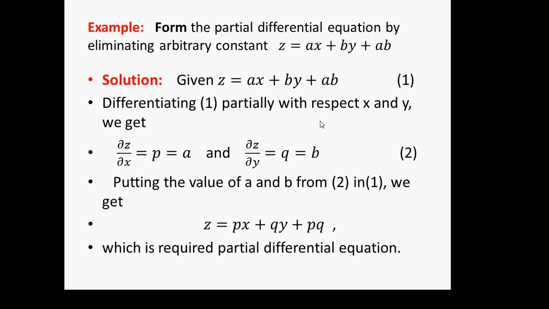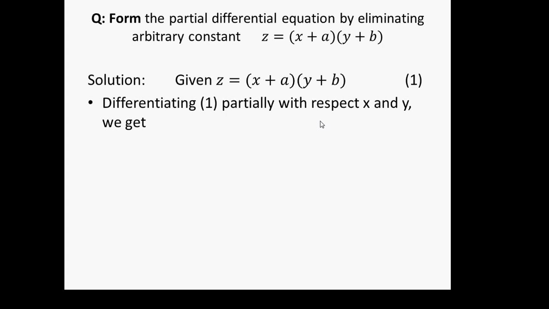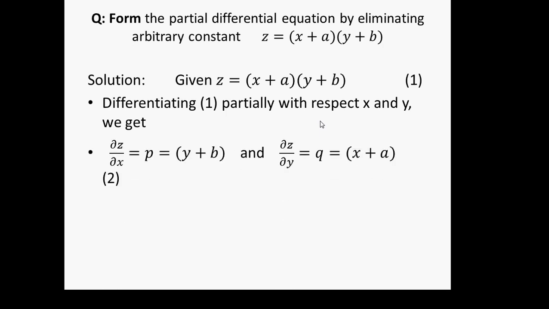Form the partial differential equation by eliminating arbitrary constants: z is equal to (x plus a)(y plus b). So we have the given solution z is equal to (x plus a)(y plus b). Differentiating 1 partially with respect to x and y, we have del z by del x is equal to p, that is y plus b, and differentiating z with respect to y, we have x plus a. So we see here y plus b is equal to p and x plus a is equal to q.